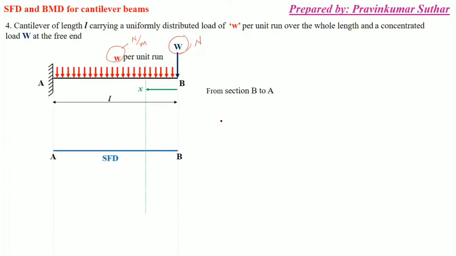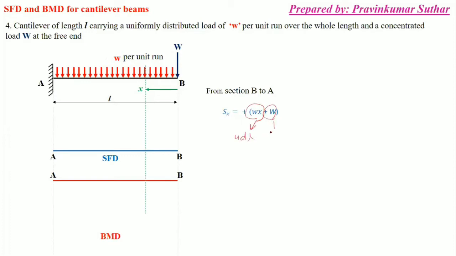In this, first we'll make the reference for SFD and BMD. After that, again we will move from the free end to the fixed end. So here from B to A, we will move from free end B to fixed end A. So the value of shear force is like this. Simply this wx is because of this UDL, and this capital W is because of this point load.